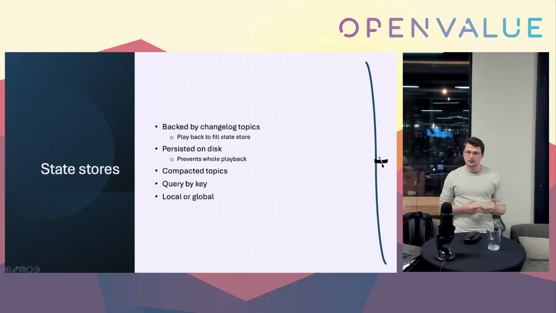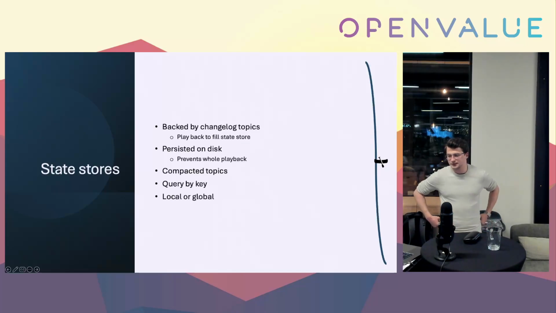As I said, it's backed by changelog topics, and this is very convenient when you want to play back the state. So if your application goes down or you spin a second one up, which gets some of the partitions as well, then it needs to fill it up again, and it can do that using the changelog topics. It persists this on disk, and it's backed by these compacted topics. You can query it by key, and what I said before, you have a local one, so this is per thread.